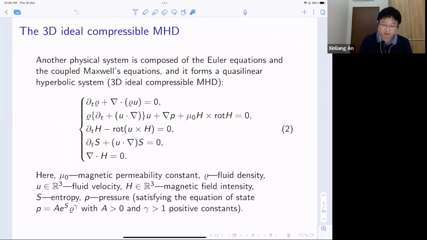Here mu naught is a physical constant and rho is the fluid density. U is the fluid velocity, H is the magnetic field intensity, S is the entropy, and P is the pressure. As usual, we require an equation of state of the following form, where A is a positive constant and gamma is also a constant larger than one.